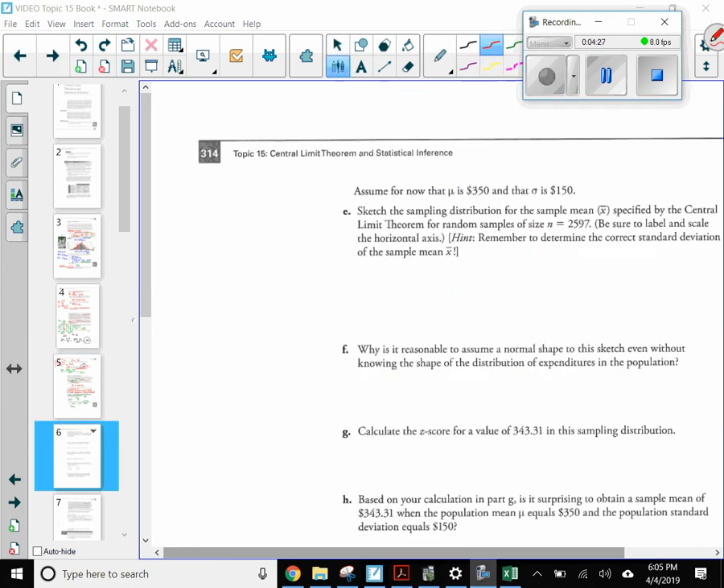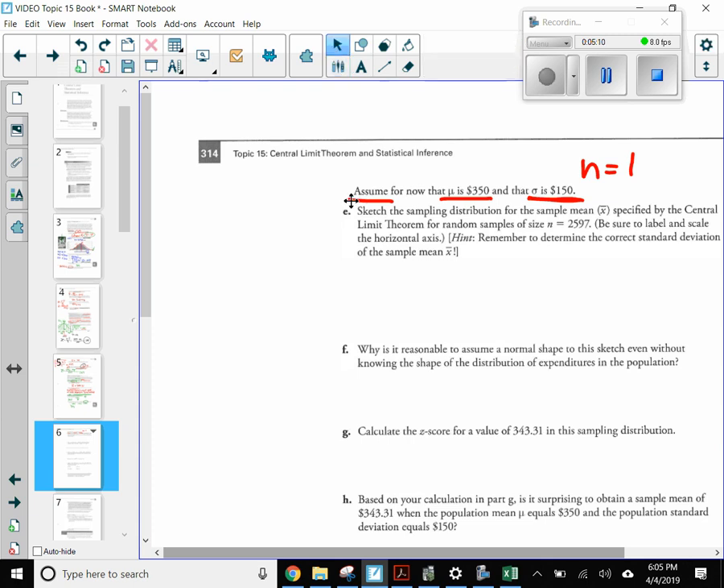All right, so they want to give us some information. They're saying assume for now that mu is 350, and that the standard deviation, this is for the whole population, which generally means a sample size of 1. You're taking one random person out of the entire population, then another random person out of the entire population. So when you're looking at the entire population, n is usually equal to 1. And they're saying that the standard deviation is 150. So they want me to sketch the sampling distribution for the sample mean that is specified by the central limit theorem.